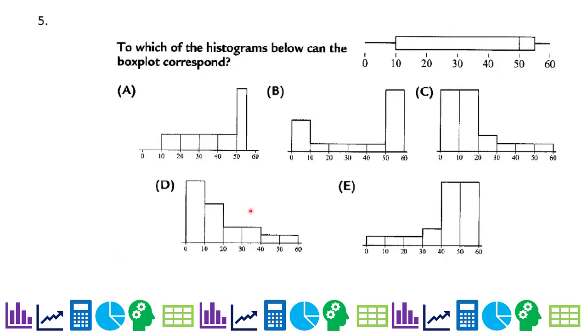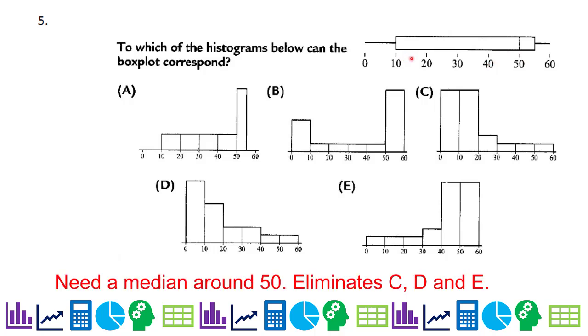Number 5, to which of the histograms below can the box plot correspond? The first thing I notice is the median is 50, which means half the data has to be to the right of 50 and half has to be to the left of 50. If I want a median around 50, that eliminates C, D, and E, which all have more than half of the data to the left of 50.